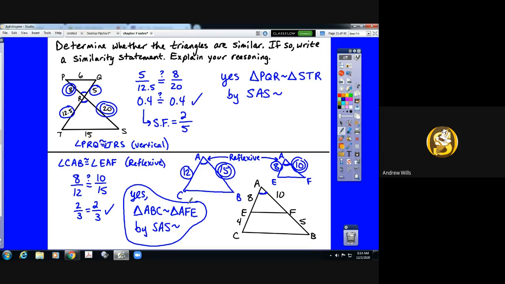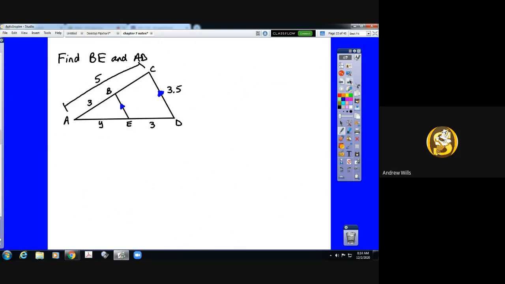Once we know that we've got a pair of similar triangles, we can actually use the fact that we have similar triangles to find missing side lengths, to find the values of variables. So let's have a look here at this next page, where we're asked to find the length of BE and the length of AD. So here we've got some nested triangles, and we have to recognize that we have plenty of information to declare that these triangles are similar to each other.